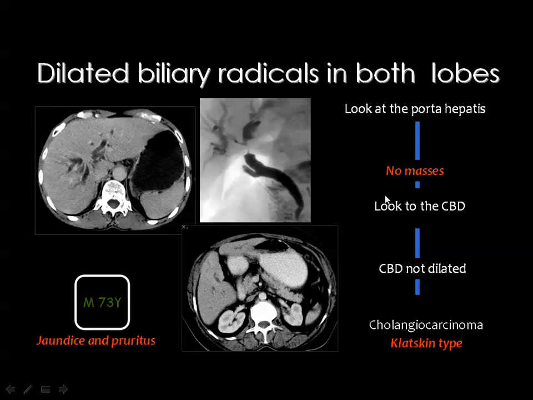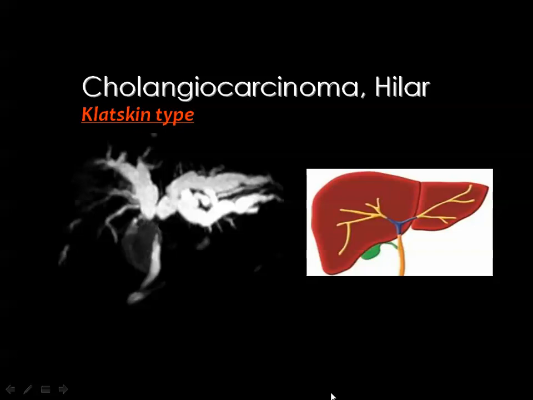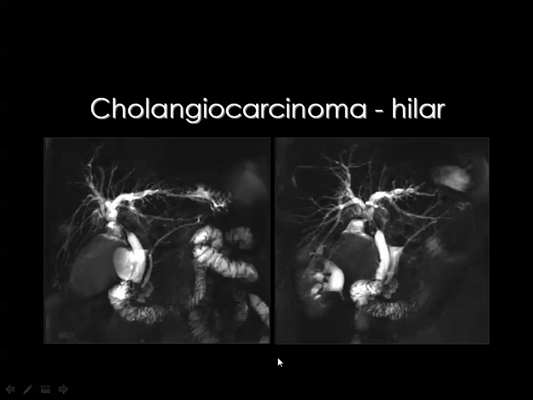This is the cholangiogram, and you see the dilated biliary radicals, and you see the stricture affecting the common hepatic duct on the left side and the common one on the right side, and the proximal part of the common bile duct as well. This is the hilar type of cholangiocarcinoma, which will affect the common hepatic ducts as well as the proximal part of the common bile duct. You see dilated intrahepatic biliary radicals in both lobes and the stricture at the hilum of the liver. Then this is hilar cholangiocarcinoma, or the Klatskin type.